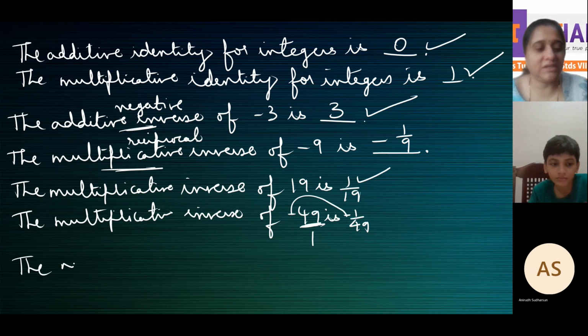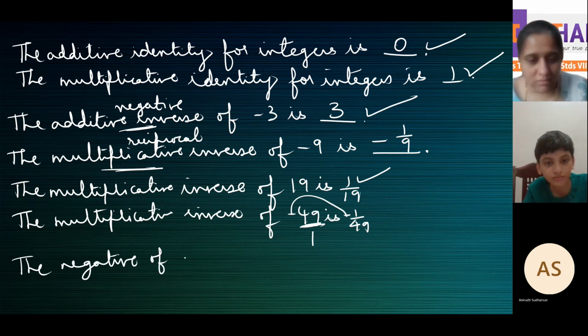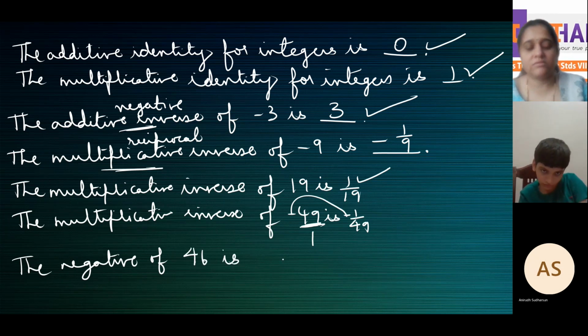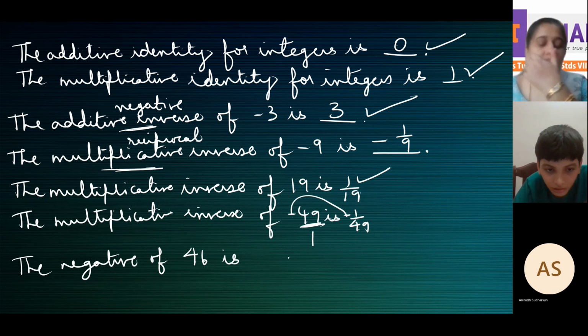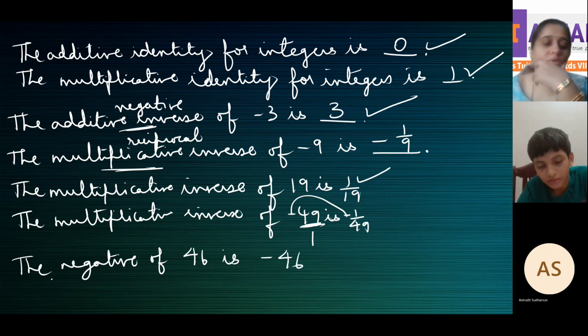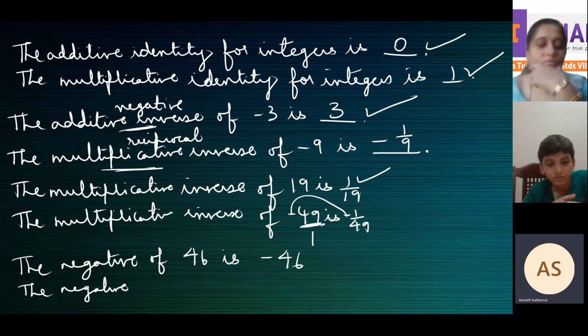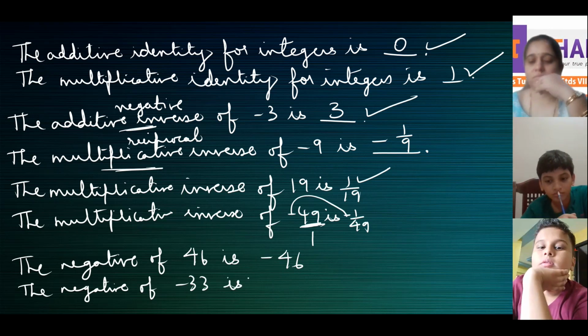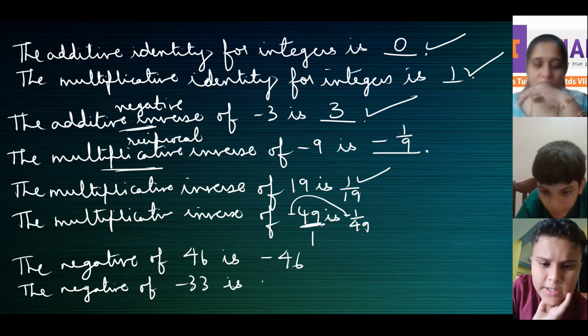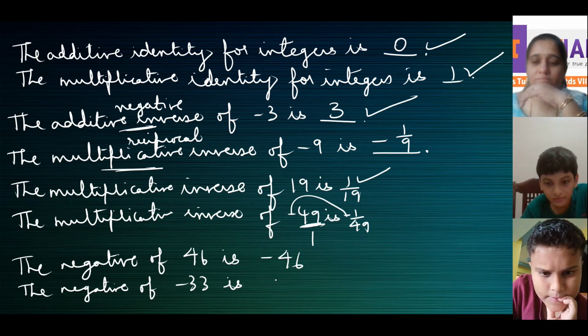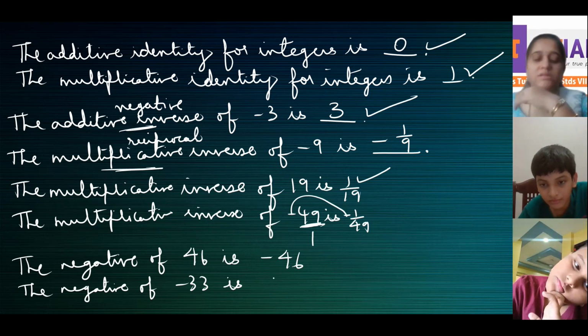Navneet, the negative of 46 is -46. Anirudh. The negative of -33 is 33.